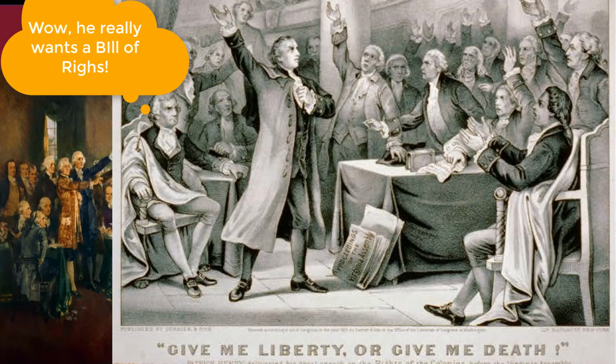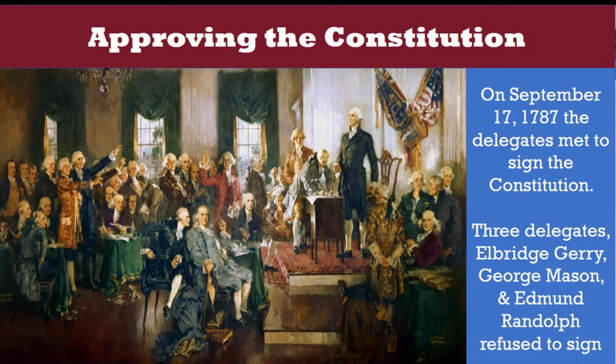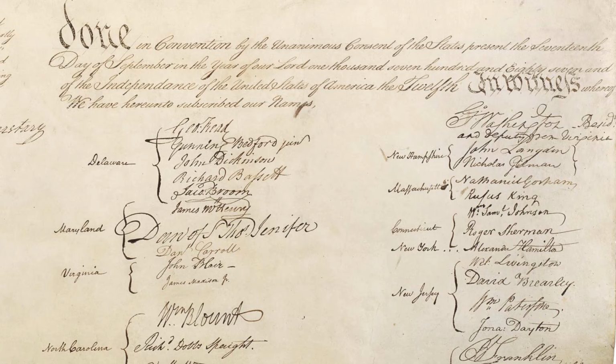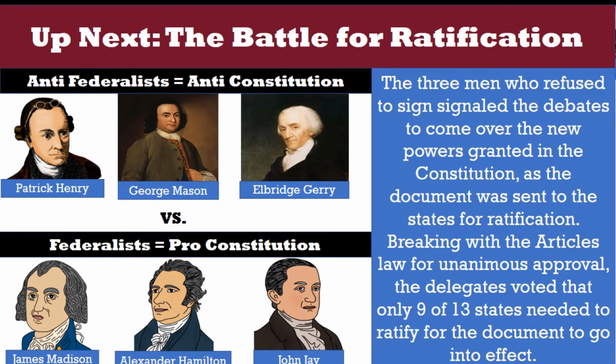However, after a long hot summer, the Constitution was finally approved. On September 17, 1787, the delegates met to sign the Constitution. 3 delegates, Elbridge Gerry, George Mason, and Edmund Randolph, refused to sign. The 3 men who refused to sign signaled the debates to come over the new powers granted in the Constitution, as the document was sent to the states for ratification.